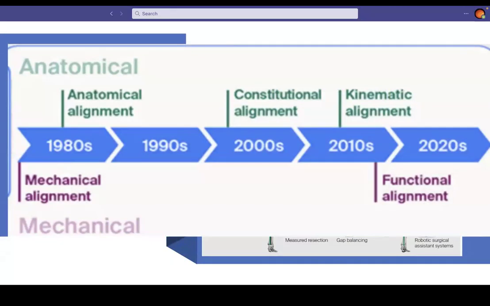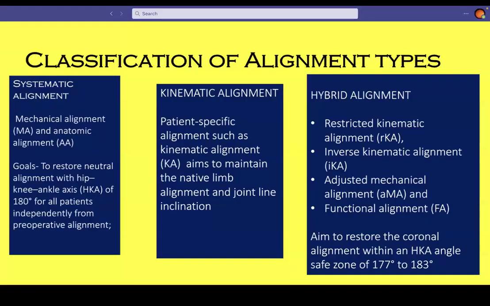Again, the concept of mechanical alignment came in 1980. By around 1985, the concept of anatomical alignment came. The constitutional alignment came in the 2000s, and constitutional and kinematic alignment are more or less the same. And the concept of functional alignment came around 2010.